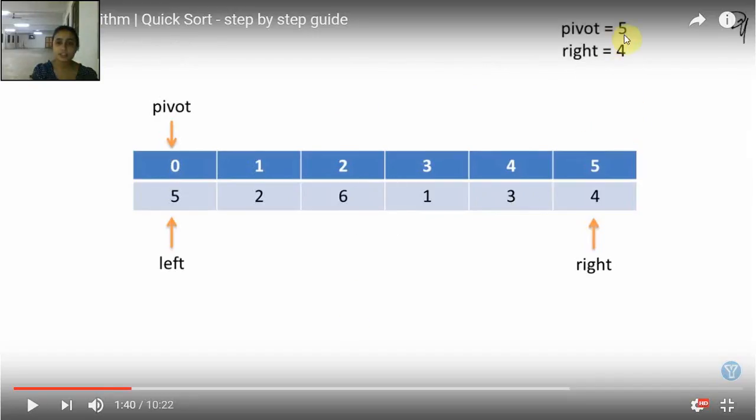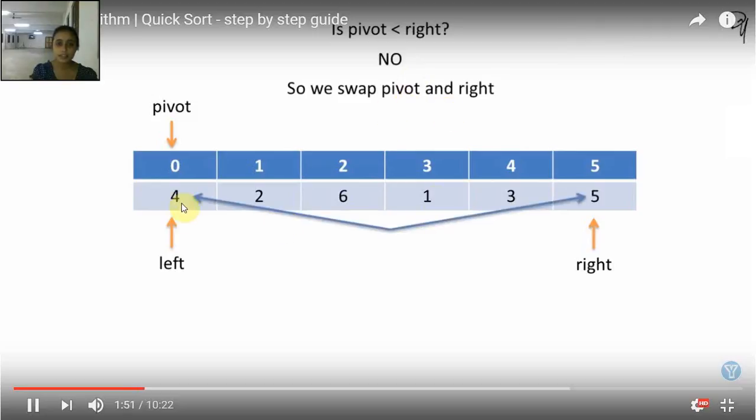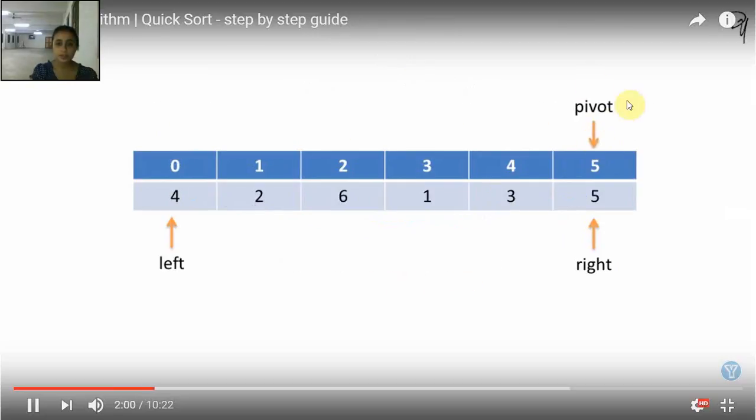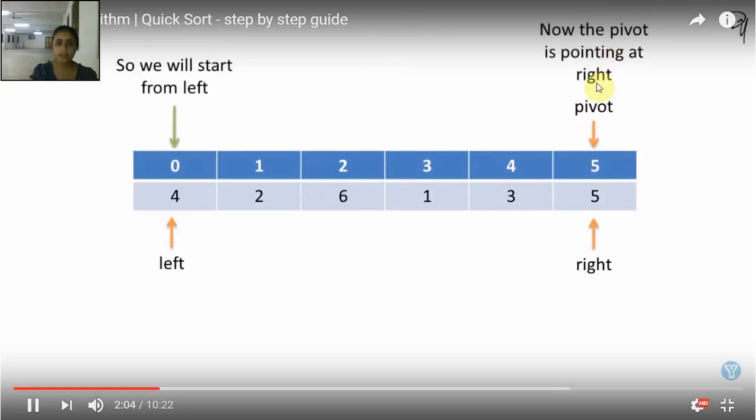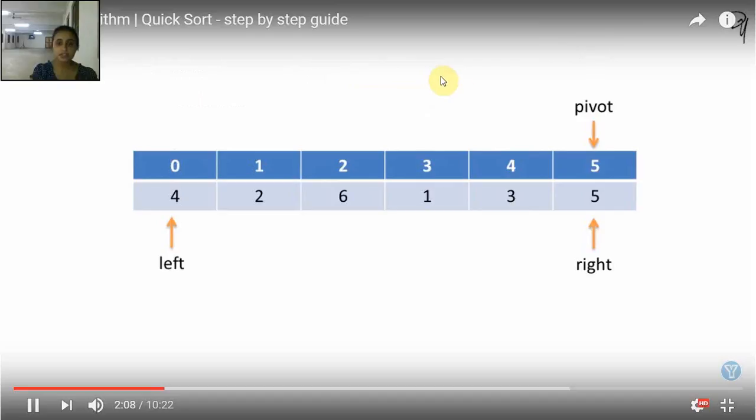So initially pivot is 5 and right is 4, and since pivot is not less than right, we swap pivot and right, that is, these two elements are swapped, and now we move the pivot to the right, that is, the pivot is moved over here. Now the pivot is pointing at the right, and so we start from the left and we move towards right.